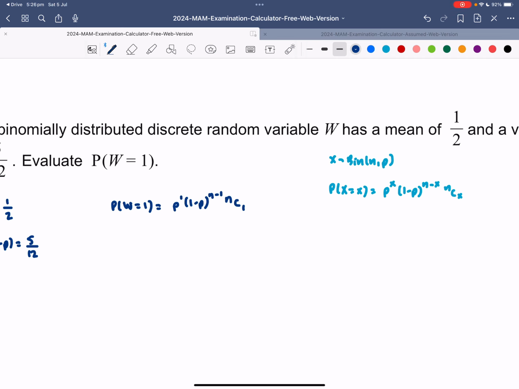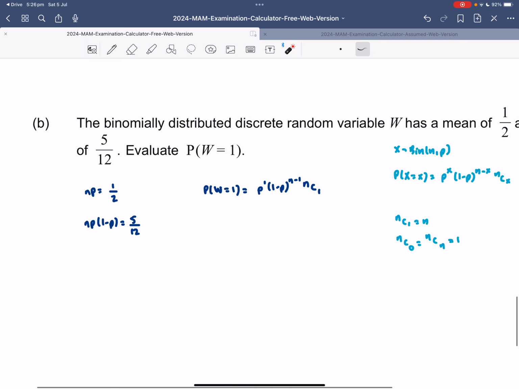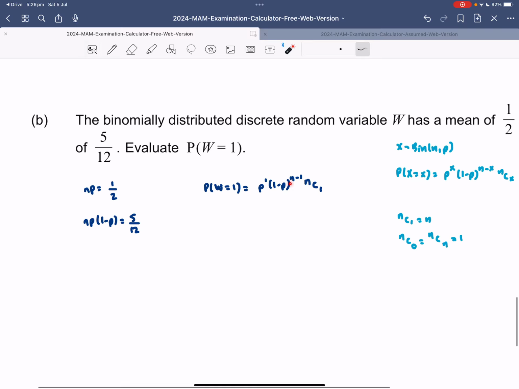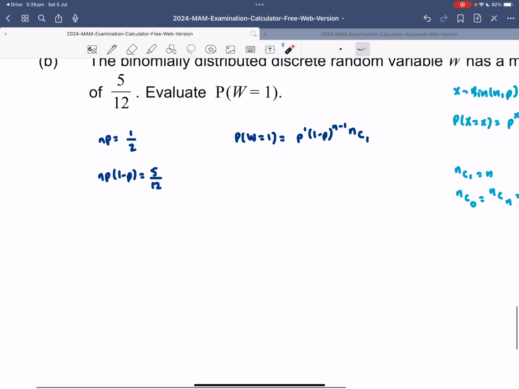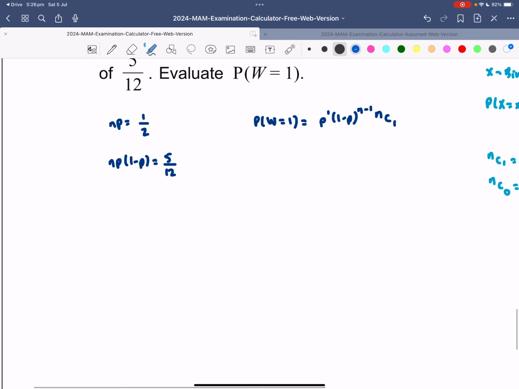Alrighty, and anything choose 1, for those that have forgotten, anything choose 1 is always n. Just like anything choose 0, which is the same as anything choose n, which is 1, you should really know that anything choose 1 is just n. So anyway, we want the probability that W is 1, but we don't know what n is and we don't know what p is. That's why they've given us this information so that we can work out n and we can work out p.